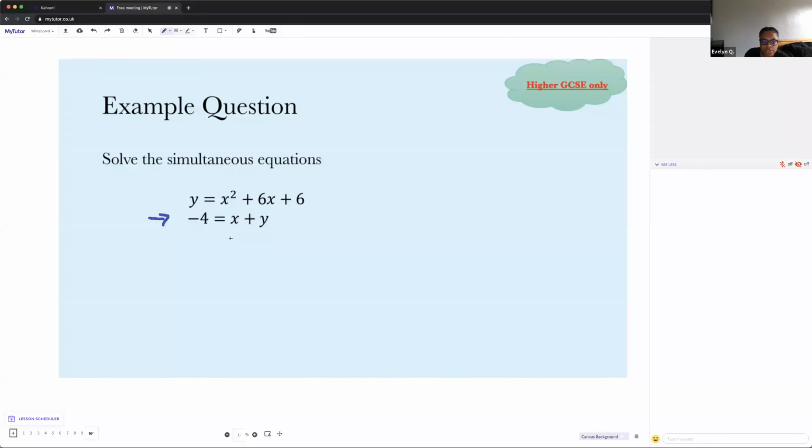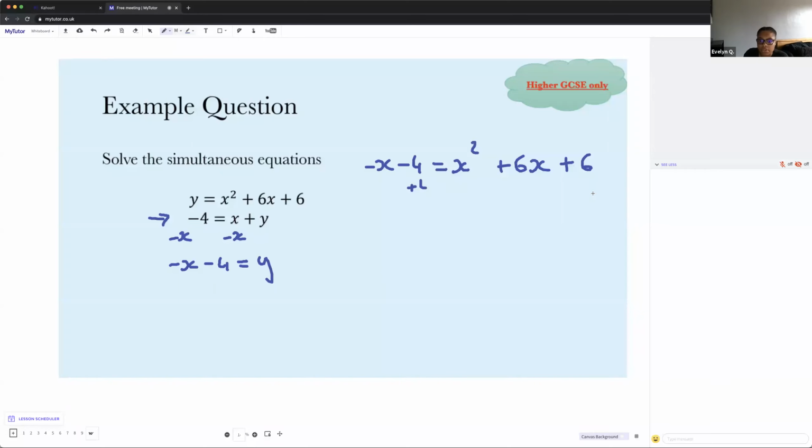So to make y the subject of the equation, I can subtract x on both sides. So I'm left with minus x minus 4 equals y. Now I'm going to substitute minus x minus 4 into that first equation. So I've got minus x minus 4 equals x squared plus 6x plus 6, because remember y equals minus x minus 4. So I've just replaced my y with those values. Then I'm going to rearrange it to make 0 the subject, so I move everything from the left hand side onto the right hand side.